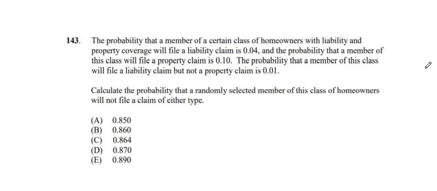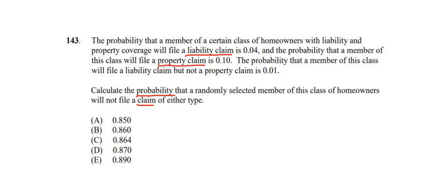So here we want to find a probability. The probability of not filing a claim. For claims, we have 2 types, liability claim and property claim. Here we have two factors, and there is also some overlap. Some people will apply for both of them, right?